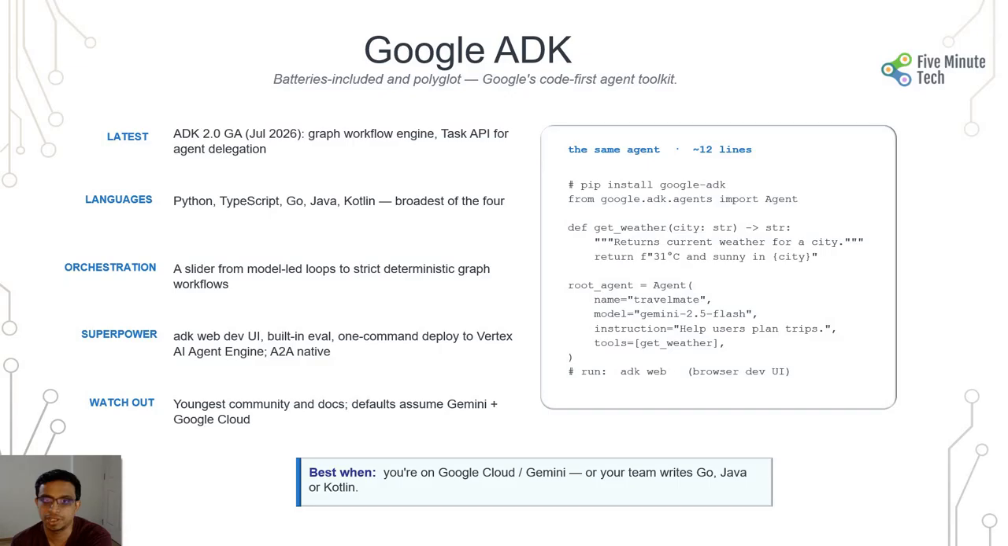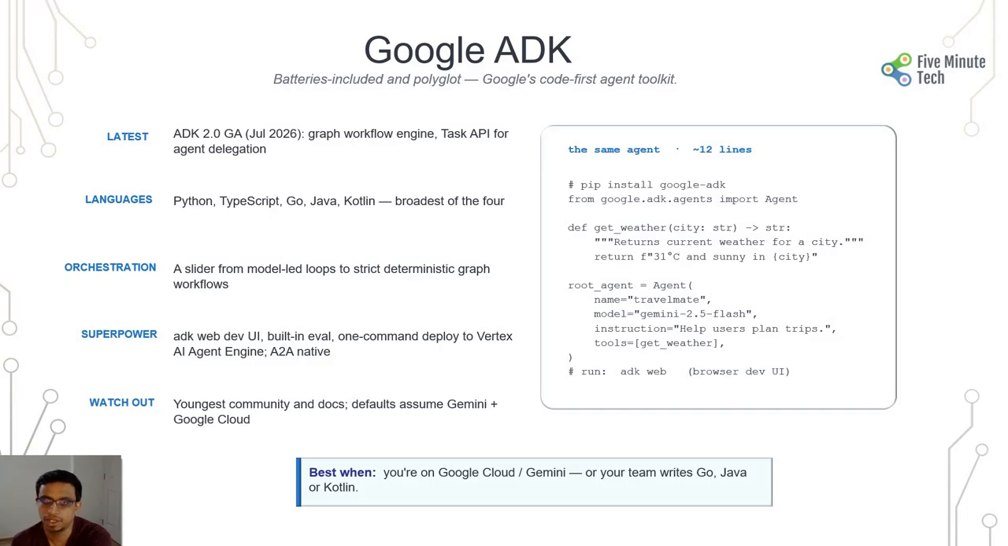The orchestration includes a slider from model-led loops to strict deterministic graph workflows. Its superpower is the ADK Web Dev UI, built-in evals, and one-command deploy to Vertex AI Agent Engine, and it is A2A native. Watch out: Google ADK has the youngest community and docs which are still coming up. It defaults to assuming Gemini plus Google Cloud as its environment, so just watch out for those details.